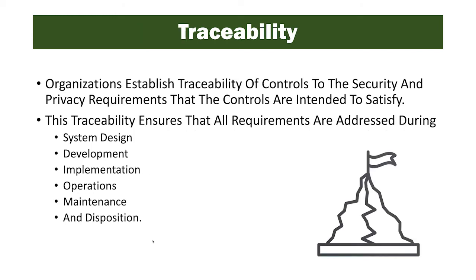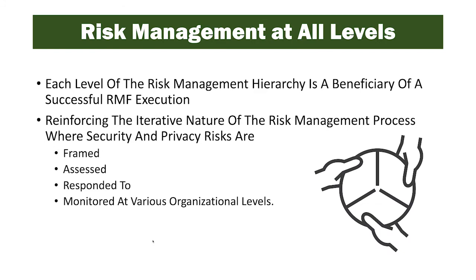By doing this, we'll develop traceability. Organizations establish traceability of controls to the security and privacy requirements that the controls are intended to satisfy. This traceability ensures that all requirements are addressed during system design, system development, implementation, operations, maintenance, and finally in disposal. We always have to think about how controls are managed through all these stages of the system development lifecycle and the risk management framework.